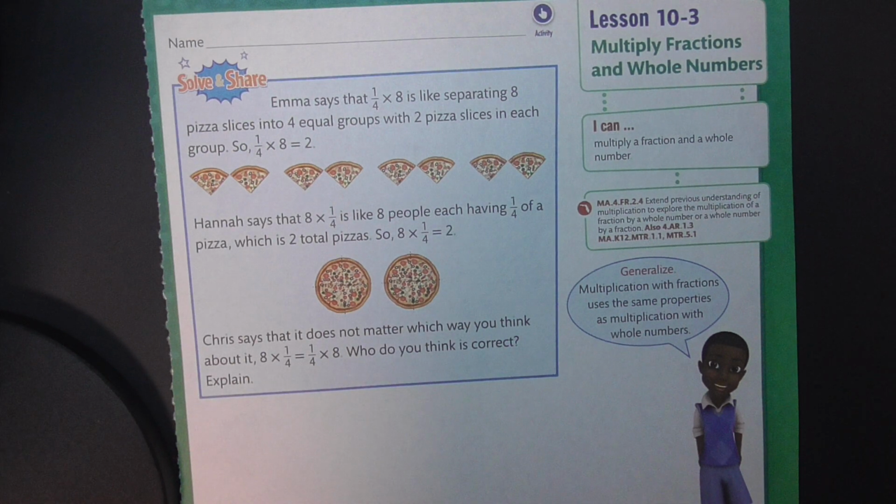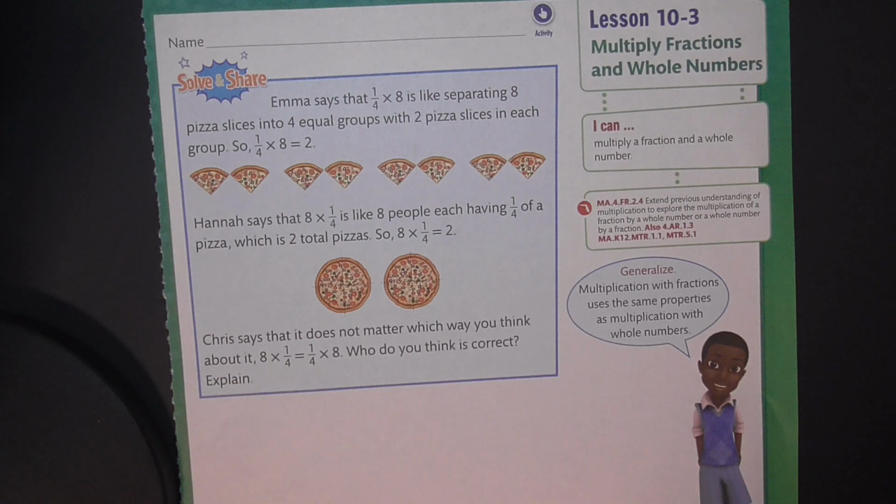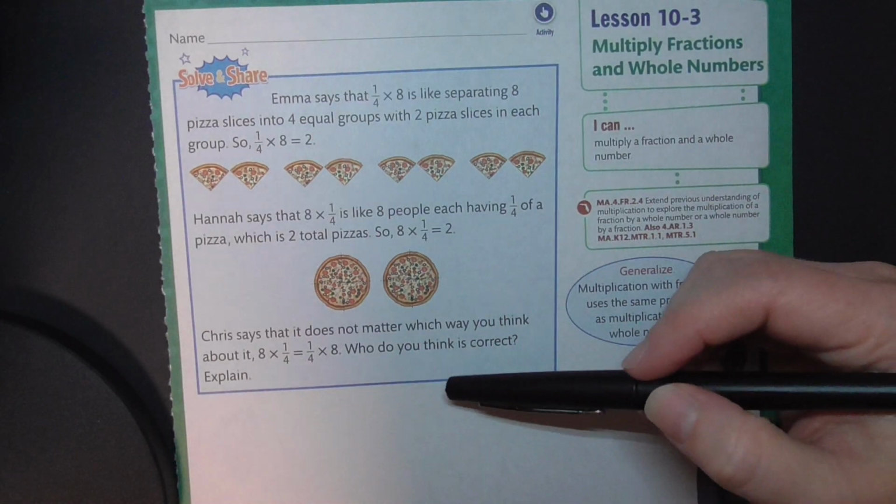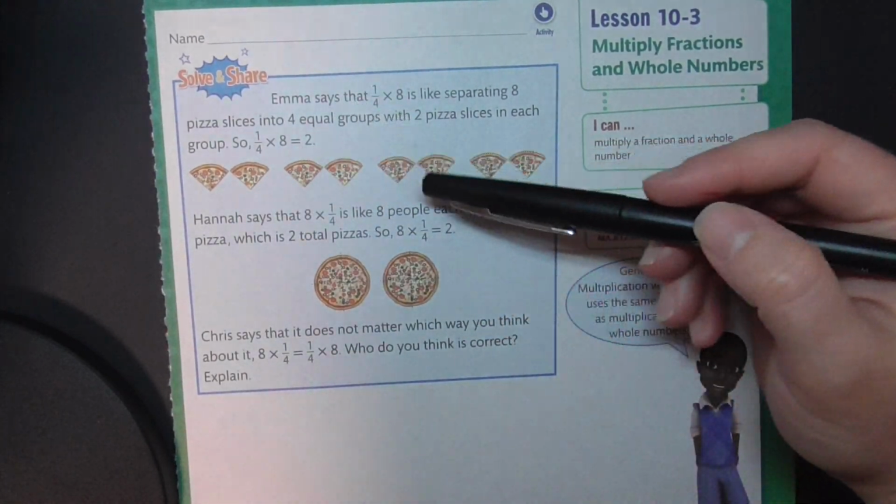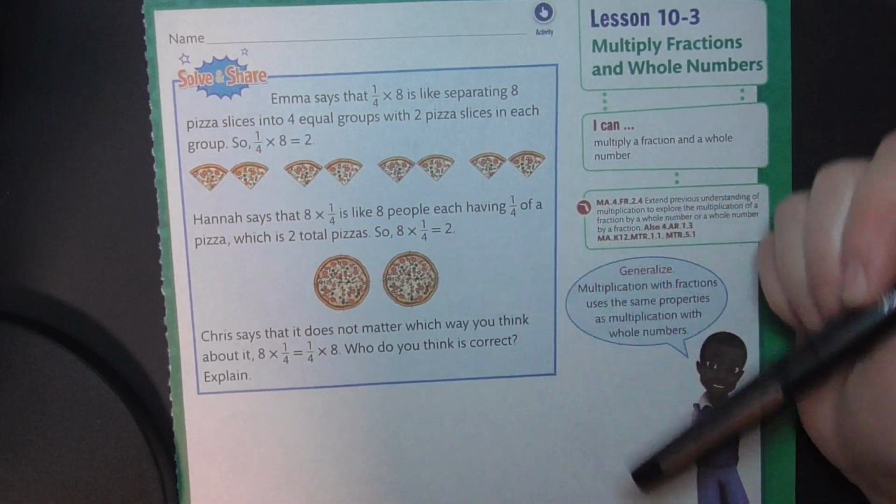Chris says it does not matter which way you think about it. 8 times 1/4 is equal to 1/4 times 8. Who do you think is correct? So Chris is actually right. Both Emma and Hannah are correct.